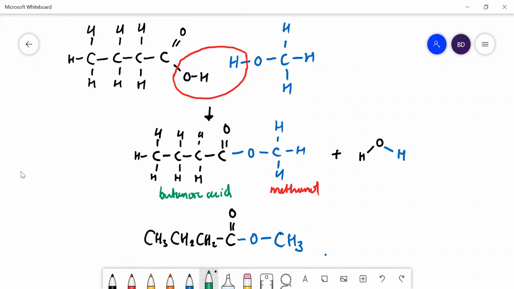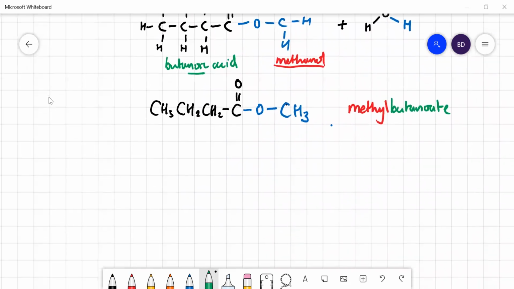You don't actually have to know how to name esters for GCSE, but you need to be able to recognize from the name that it is an ester. And you'd actually call this particular ester methyl, that's come from the methanol, butanoate. So the oate bit comes from the oic acid, butanoic acid. So that's methyl butanoate.